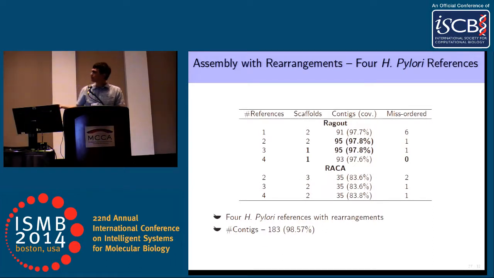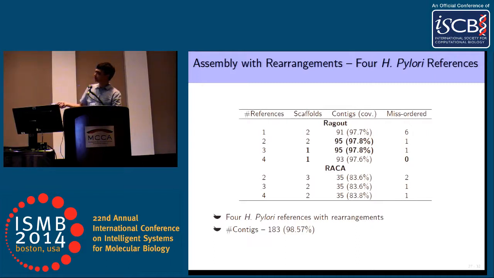Thank you. We have 4 Helicobacter pylori references, and each of these references has rearrangements compared to the target genome. We want to show how the number of references affects the results. As the number of references increases, the number of errors decreases, and finally, when we have 4 references, we are able to get a perfect assembly without errors.